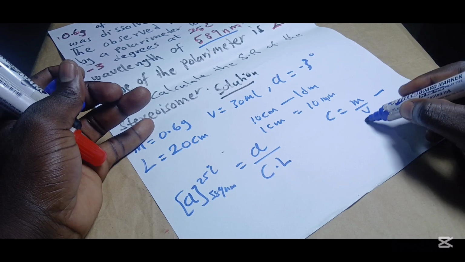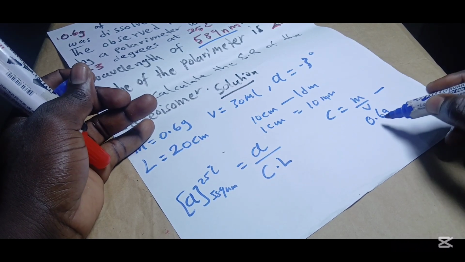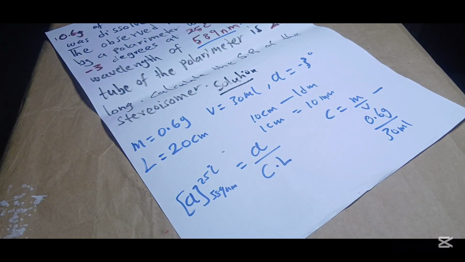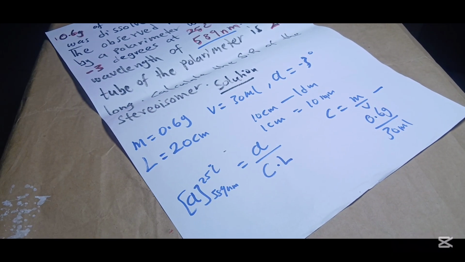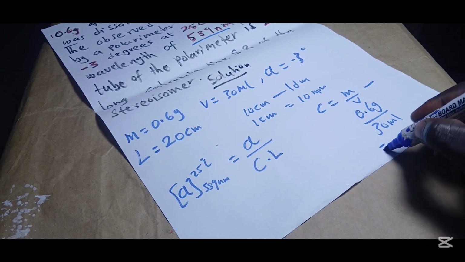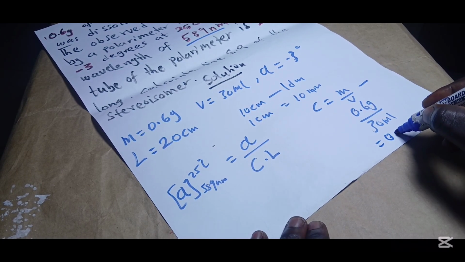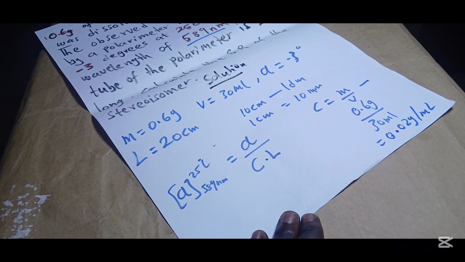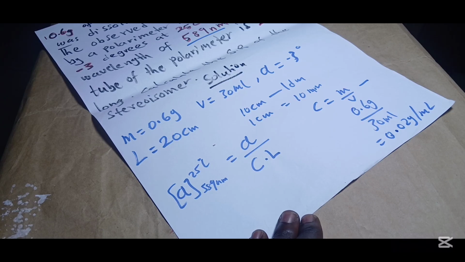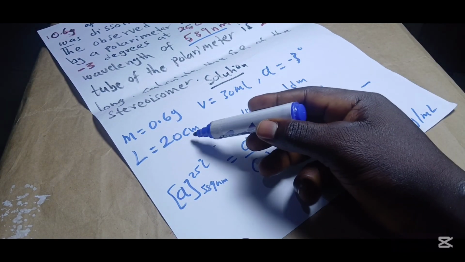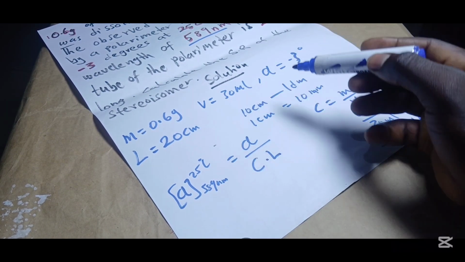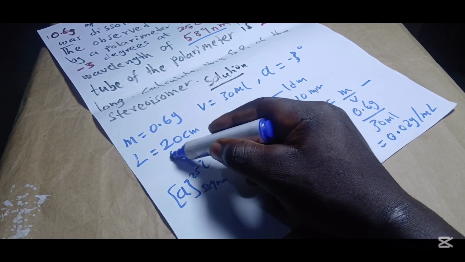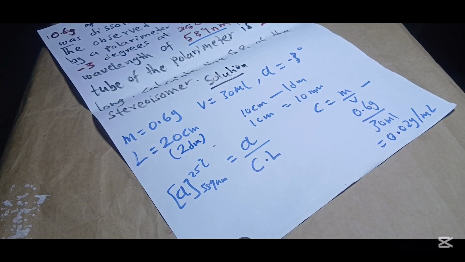So we have the mass to be 0.6 grams over volume, which is 30 ml. This will give us 0.02 grams per milliliter. Mind you, our concentration should be in grams per milliliter. Then that is okay. Our path length should be in decimeters, dm. And we know that 10 centimeters equal 1 decimeter. So 20 centimeters will give us 2 decimeters.